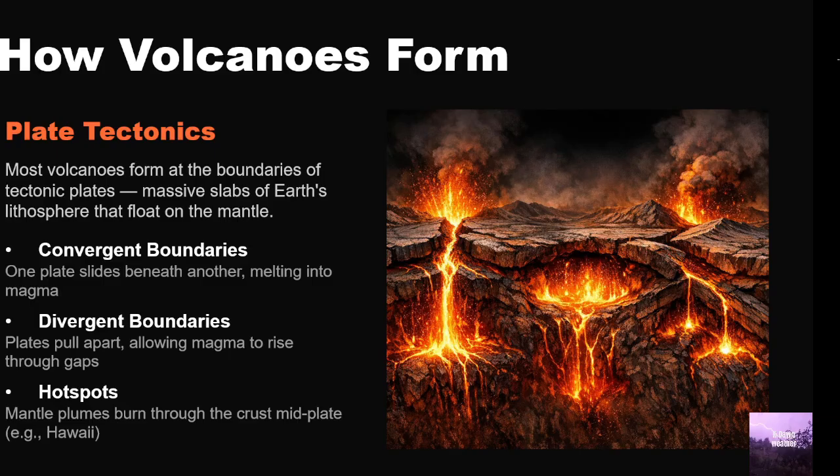How volcanoes are formed: plate tectonics. Most volcanoes form at the boundaries of tectonic plates, massive slabs of Earth's lithosphere that float on the mantle. Convergent boundaries: one plate slides beneath another, melting into magma. Divergent boundaries: plates pull apart, allowing magma to rise through gaps. Hotspots: mantle plumes burn through the crust mid-plate. Example, Hawaii.